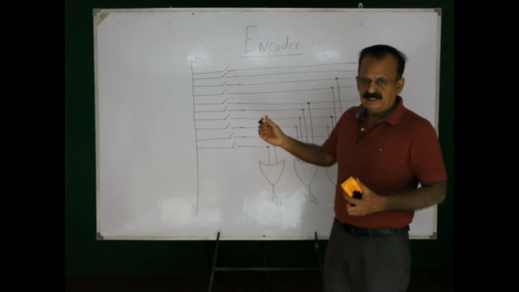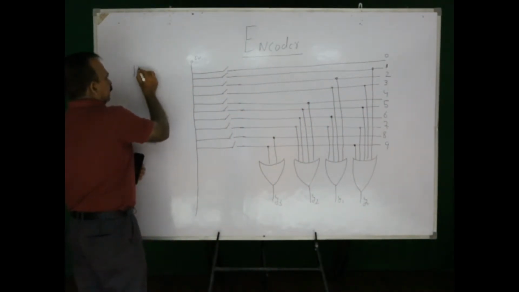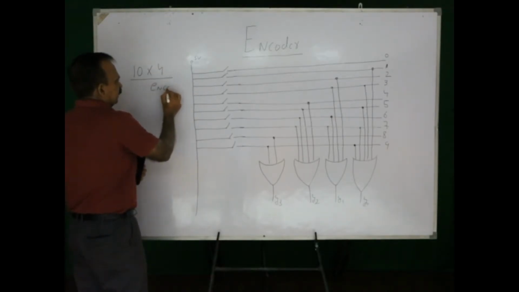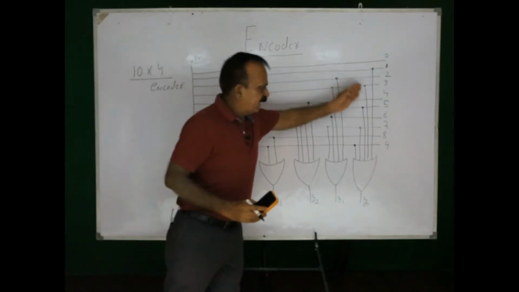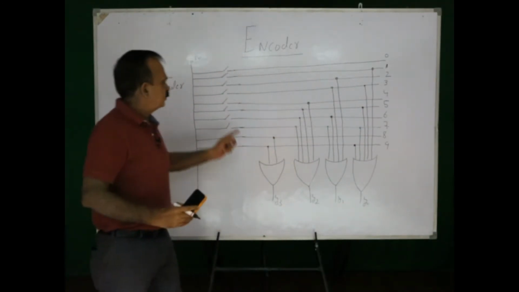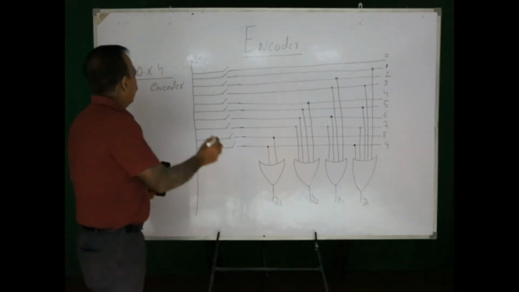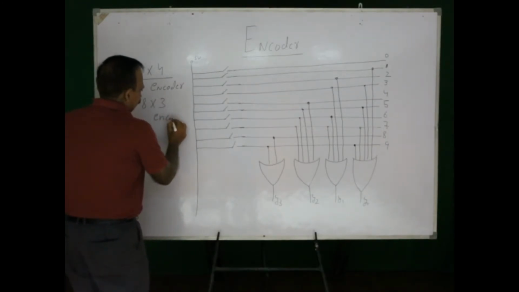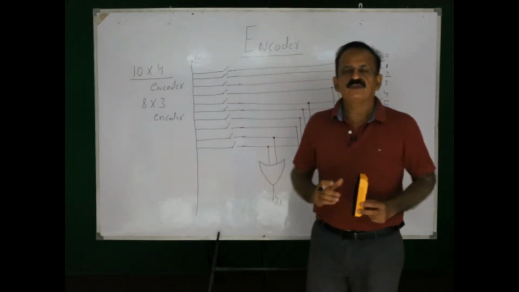Now, as you see, this circuit has 10 inputs and the outputs are 4, and that is why this is also known as a 10 into 4 encoder. Clear? The inputs are 10 wires, this 0 to 9, and the outputs are 4. That is why it is also known as a 10 by 4 encoder. I hope now you understand there can be an 8 by 3 encoder also. An 8 by 3 encoder will be with 8 inputs and 3 outputs.